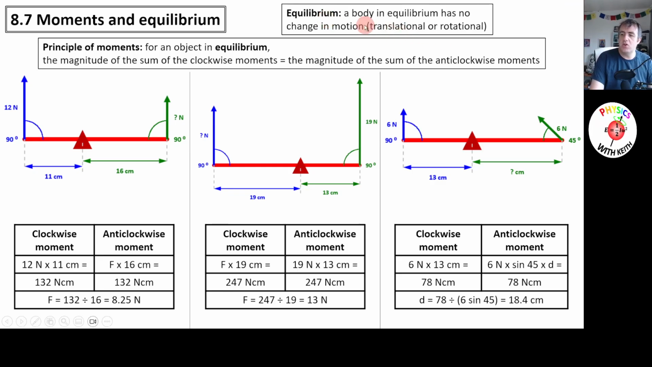So there's no change in motion in terms of translational motion, that's moving left, right, up, down, in, out, and rotational motion. There's no change in rotational motion. So if we're rotating, we continue to rotate at a constant rate. If we're not rotating, we continue to not rotate. Now, we introduce the principle of moments. We've already met it, but we're going to introduce it formally now.